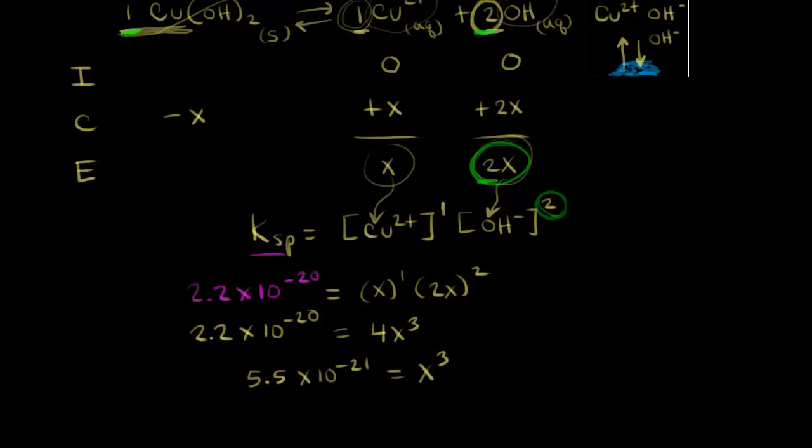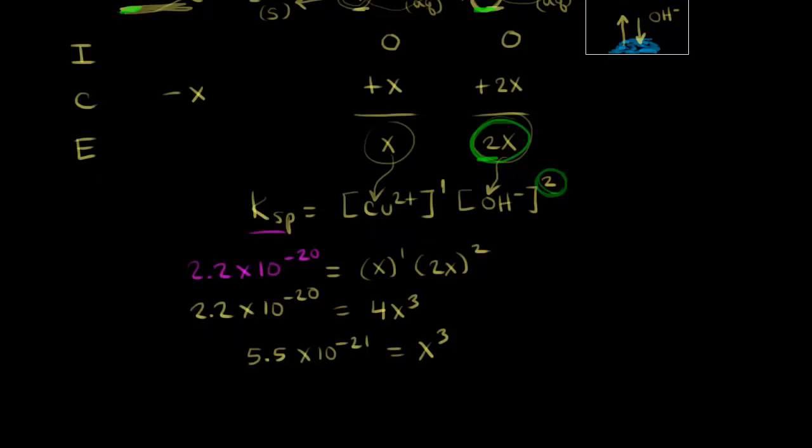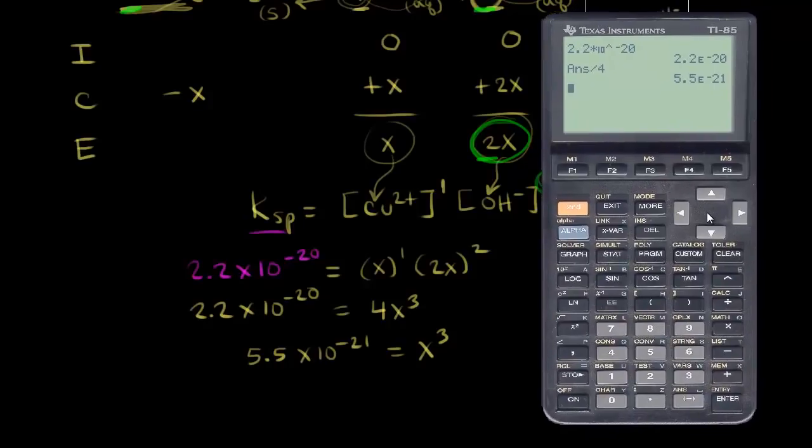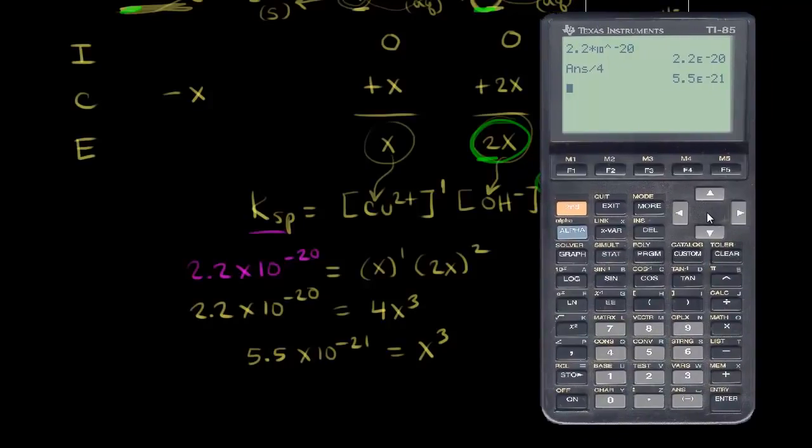To solve for x, we need to take the cube root of 5.5 times 10 to the negative 21st. Unfortunately, on this calculator, it's a little bit trickier than on most calculators. So let me show you one way to take the cube root on this TI-85. We put a 3 in here, and then go to second catalog, and move upwards until you see the symbol. There it is. That's the symbol we want.